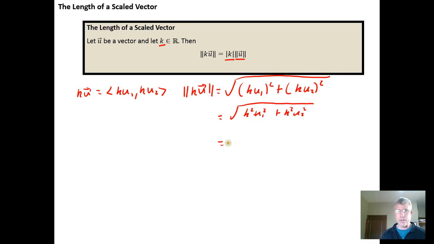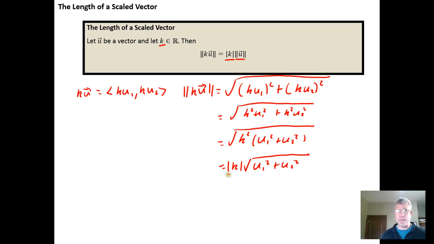And then we could factor the k squared off on the inside. We'd get k squared times u sub 1 squared plus u sub 2 squared. And then we want to recognize that the square root of k squared is the absolute value of k. And then we would be left with, on the inside, u sub 1 squared plus u sub 2 squared. And we have to have the absolute value here. And this is why.